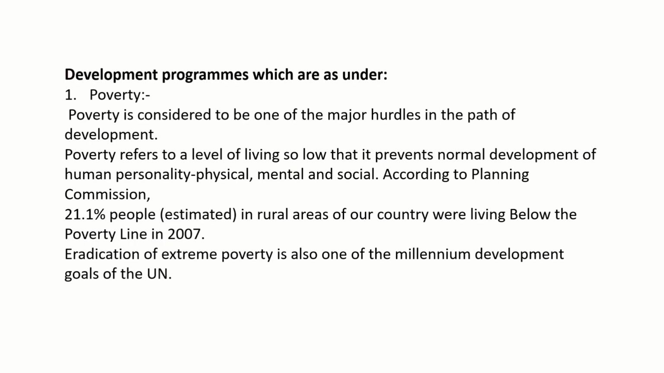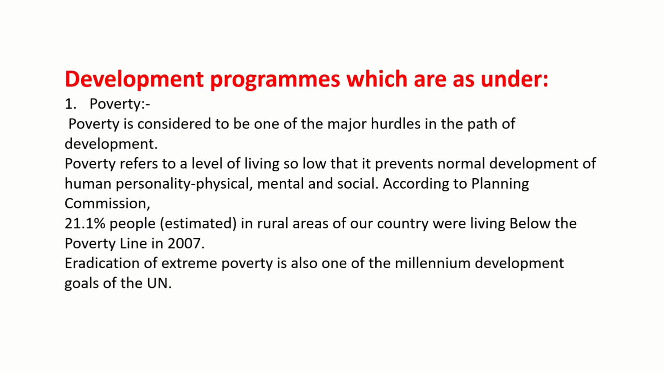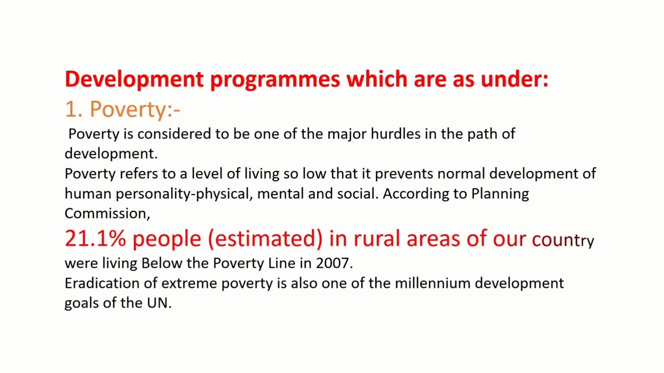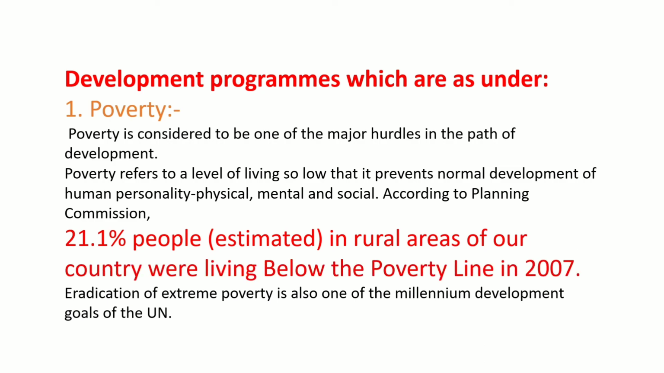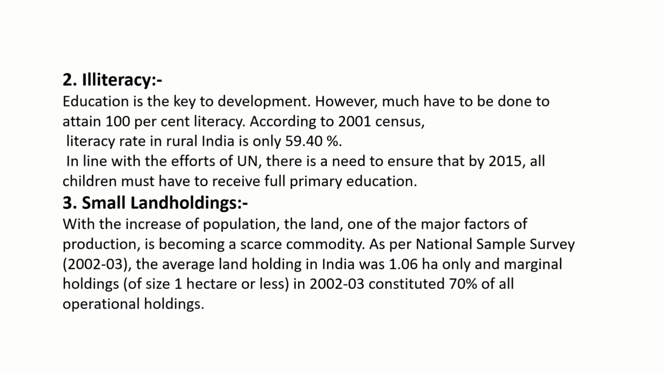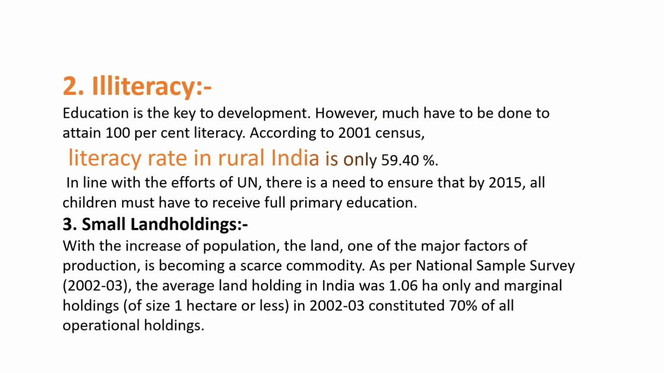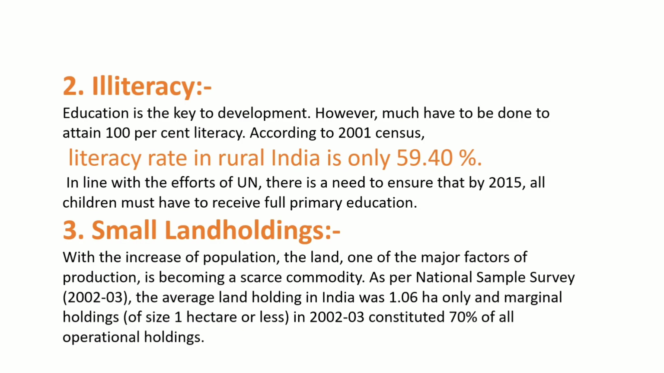Development programs are our agenda. First one, poverty. We have to remove poverty because most of the people are living under the poverty line. 21.1% of people in rural areas of our country were living below the poverty line in 2007. Literacy. Most of the villagers don't send their children to school because they don't know the importance of education. Literacy rate in rural India is only 59.40%.